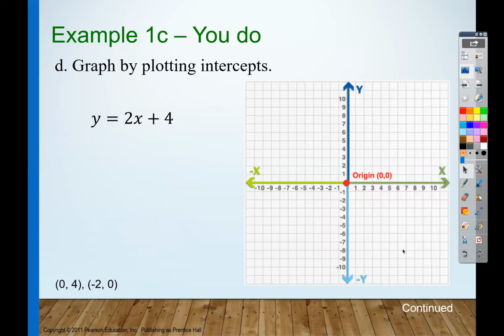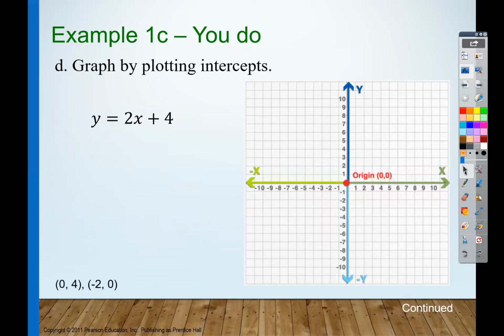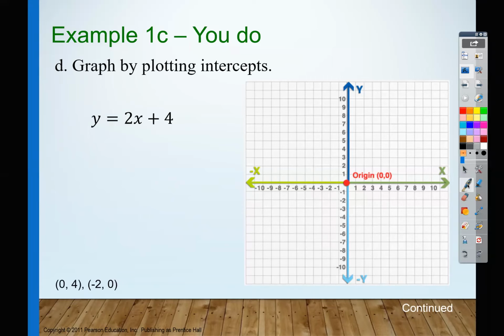Okay, so now we're gonna let you do this one also. Go ahead, pause it. And so the intercepts should be at 0, 4, and -2, 0. And so that line should look like this.